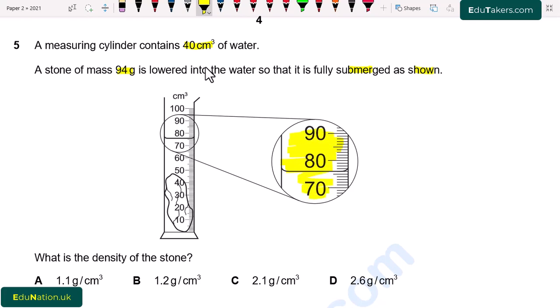So we can see from here that the level of water reaches at this point and it is 76 cubic centimeter.